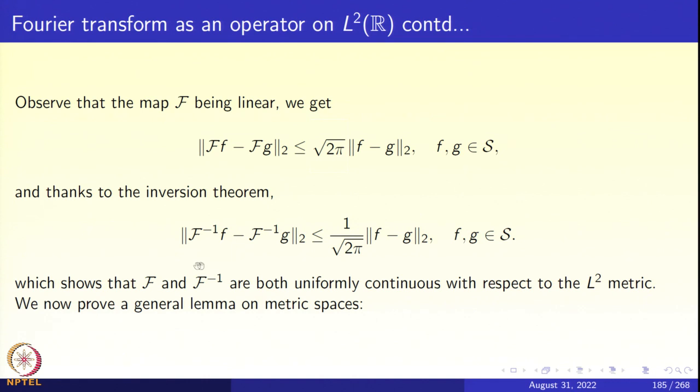Which shows that both the Fourier transform and its inverse, as a map from S to S, are uniformly continuous with respect to the L2 metric. So what we have here is a metric space capital X, which is L2 of the real line, and we have a subspace Y which is dense in X. What is this subspace? The Schwarz class S.